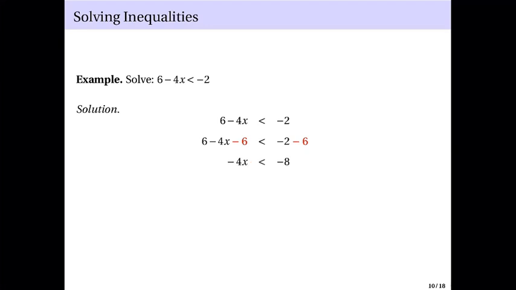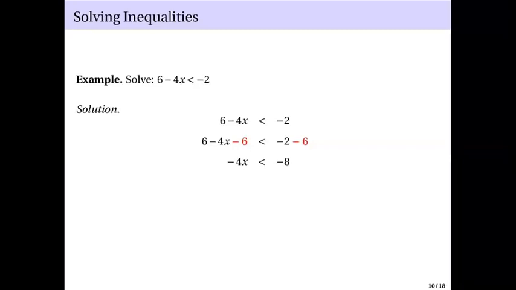And then we simplify. We have negative 4x less than negative 8. So 6 and minus 6 will cancel each other. Minus 2 minus 6, that's negative 8. Okay? And now, to isolate x completely, we divide both sides of the inequality by the coefficient negative 4, or we multiply both sides of the inequality by the reciprocal of the coefficient.